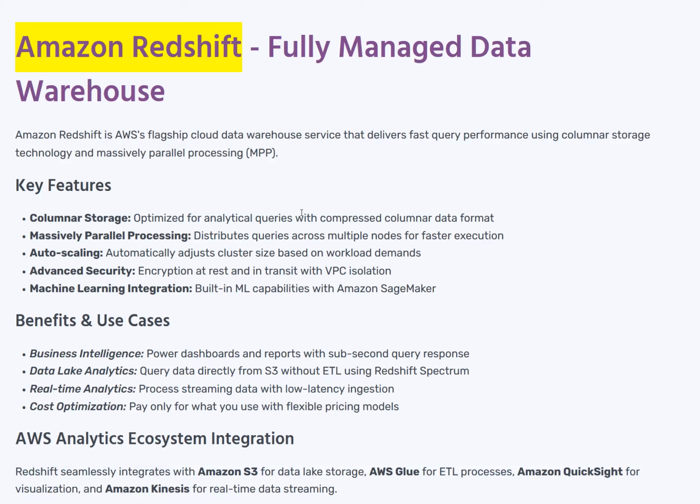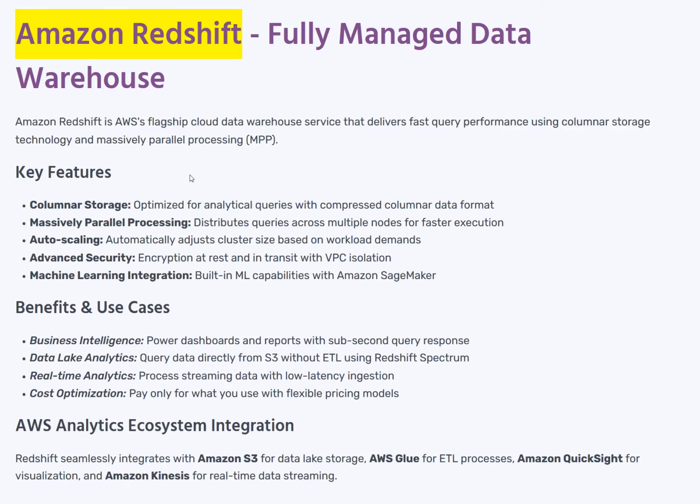A bit more detail on Redshift, the fully managed data warehouse. So claims data is loaded into Redshift, the AWS flagship cloud data warehouse service, right? It delivers fast query performance using columnar storage. Columnar storage is optimized for complex SQL queries, right? And then it uses massively parallel processing. So see that they are supporting a lot of features that you can't do, you don't have that much power, on premises. So traditional warehouses, right?